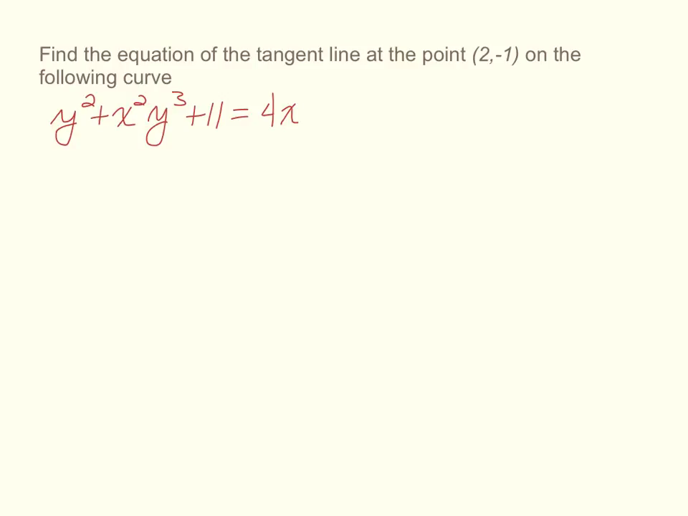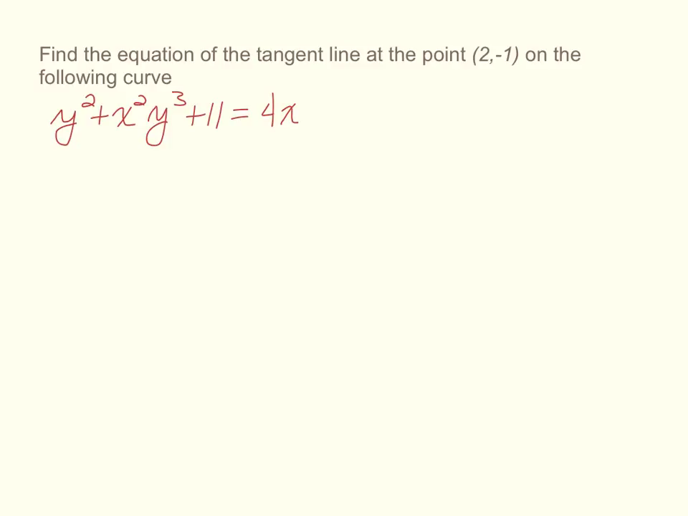Find the equation of the tangent line at the point (2, -1) on the following curve. So we have this equation here: y squared plus x squared y cubed plus 11 equals 4x. This equation is not easily solvable for y, so we need to use implicit differentiation to find the derivative.